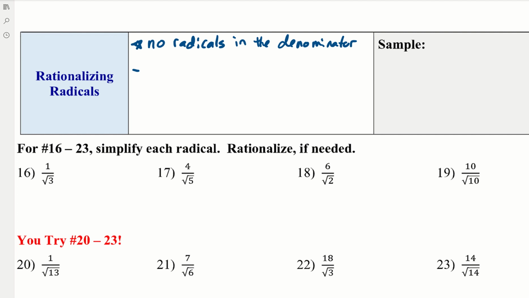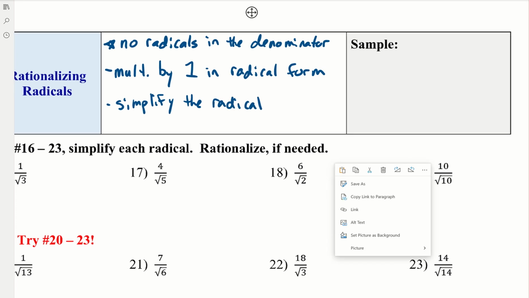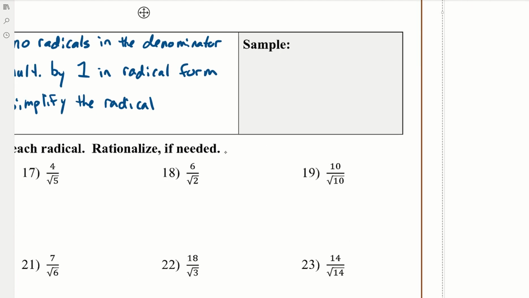So in order to get rid of the radical in the denominator, you're going to multiply by 1, the number 1, in radical form. This will make more sense in a minute. And then you're going to simplify the radical. So if I have something like, I don't know, let me just make one up.